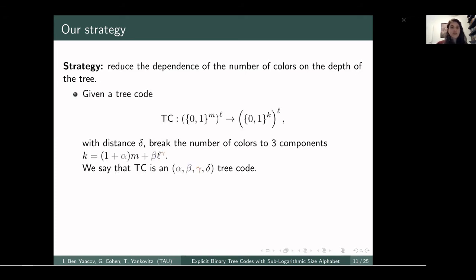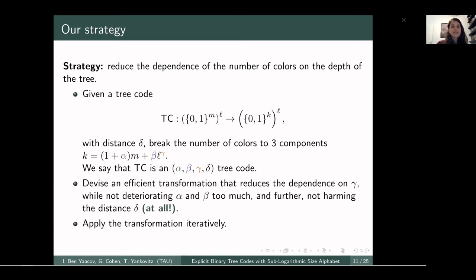To achieve this goal, given a distance delta tree code of the presented form, we'll break its exponent of number of colors, k, into 3 components. Its non-trivial dependency on m is captured by alpha, and its dependence on the depth L is captured by beta and gamma. We call such a tree code an alpha, beta, gamma, delta tree code.